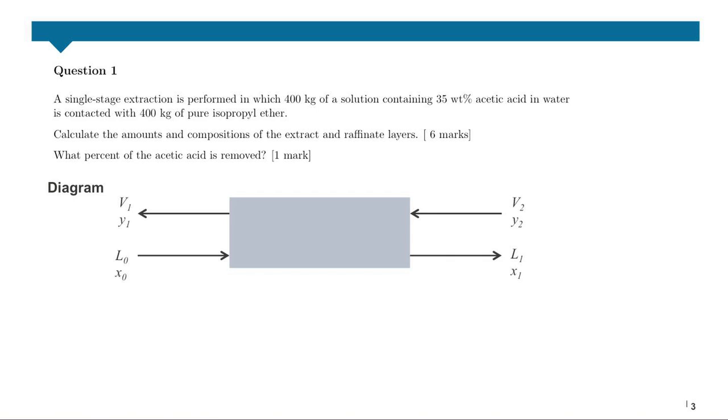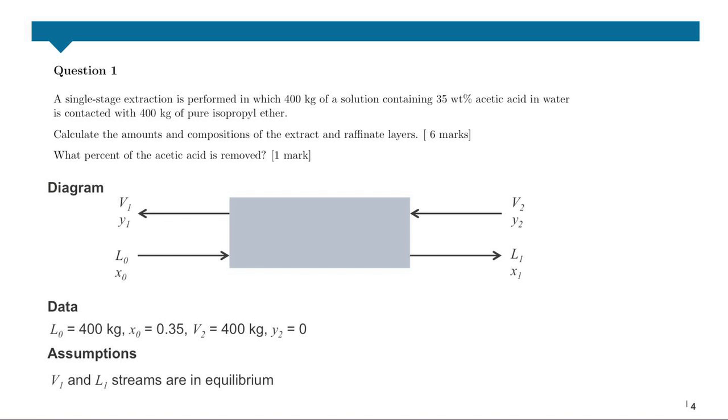First step is to draw a diagram. So here's a generic diagram of a single stage liquid-liquid extraction, and if we list the data, we're given the feed amount and the feed composition, L0 and X0, and we're given the fresh solvent amount, and it's pure isopropyl ether, so it has mass fraction of 0 acetic acid. The only assumption that's necessary to solve this problem is that V1 and L1 leave the stage in equilibrium.